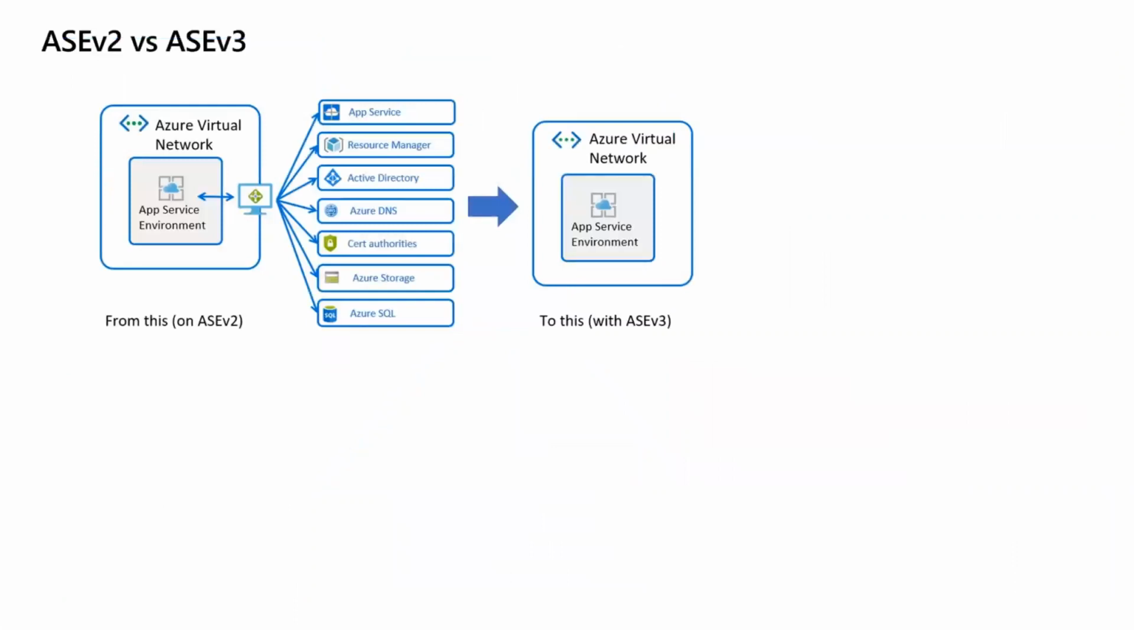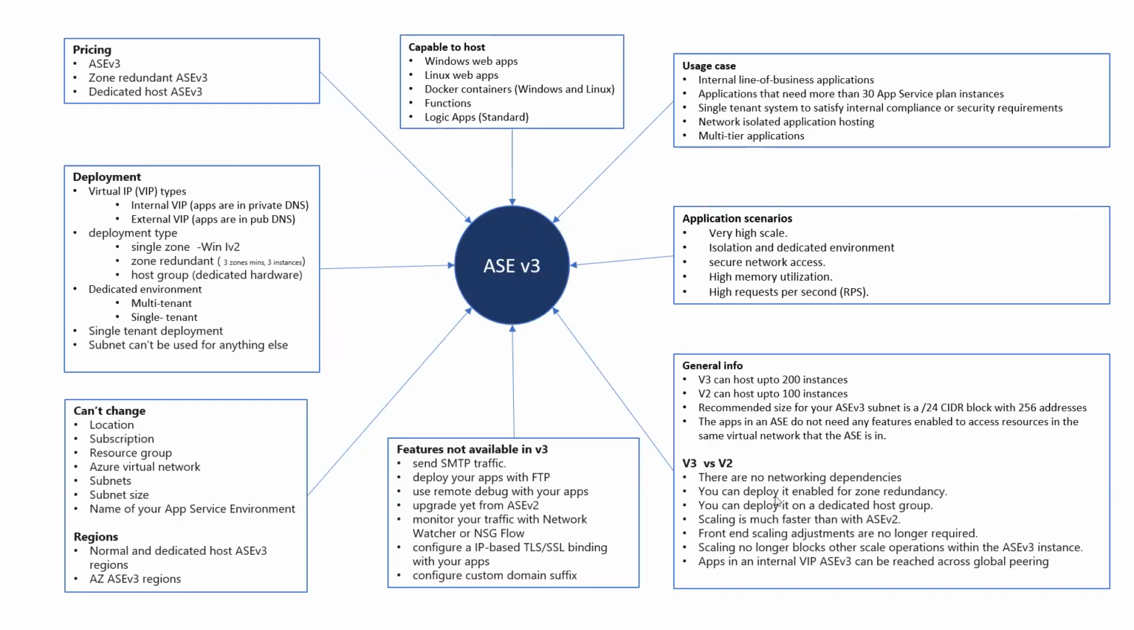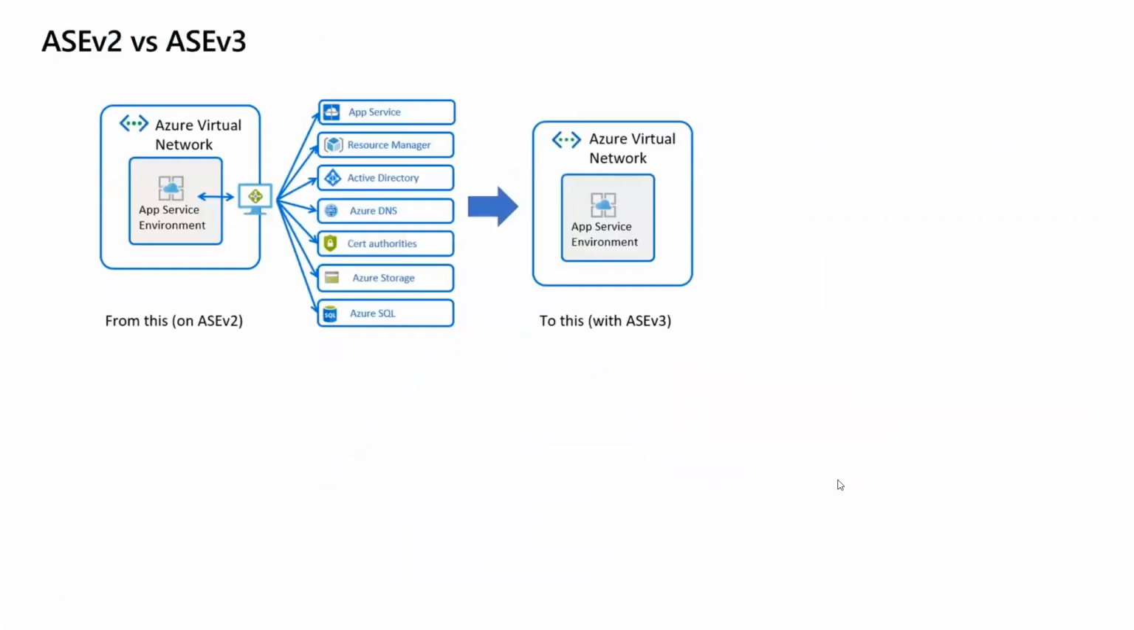So this is the very high-level overview of the App Service Environment. This diagram shows the difference between App Service Environment v2 and App Service Environment v3 as discussed in the previous slide. The difference here is that there are no network dependencies, and it can deploy and enable zone redundancy. That's the point explained in this slide.